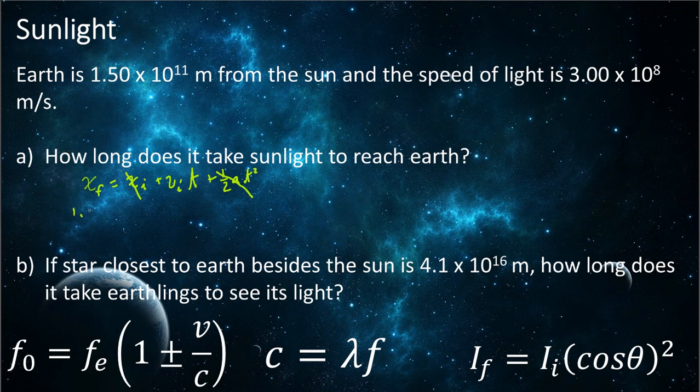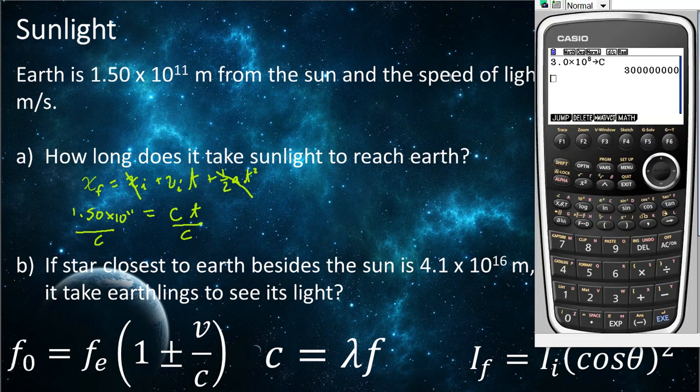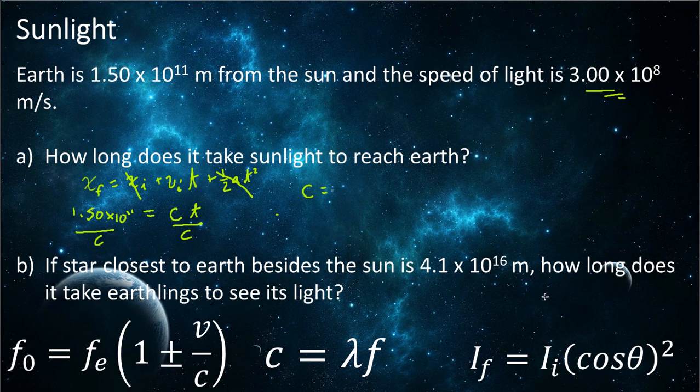So we are going to go 1.50 times 10 to the 11th equals v_i, our speed of light. I'm just going to write c because I'm not going to want to keep on writing that. It happens too often. And time. So to solve for time, I'm going to divide both sides of this equation by c. So I'll go to my calculator. I have 1.5 times 10 to the 11th, and I'm going to divide that by c, which I've already stored, and I get 500. So t equals 500 seconds.